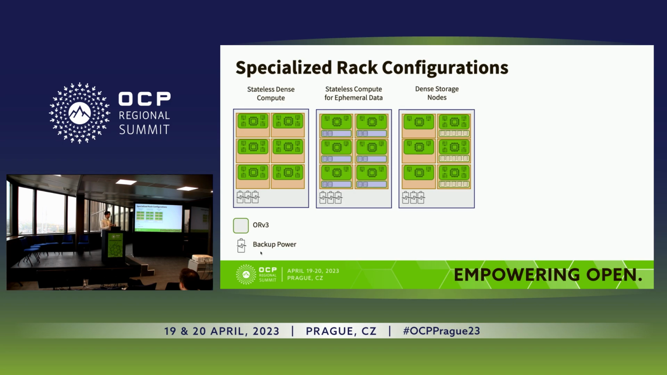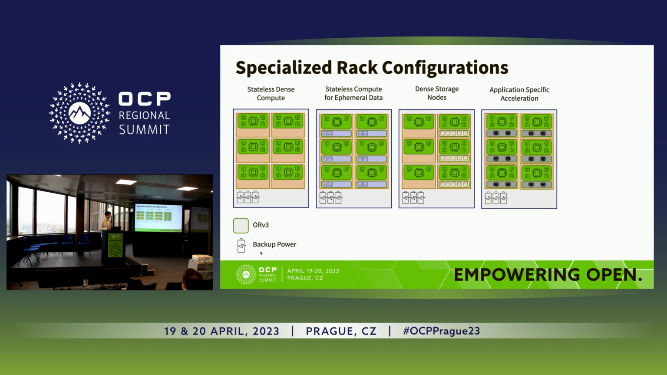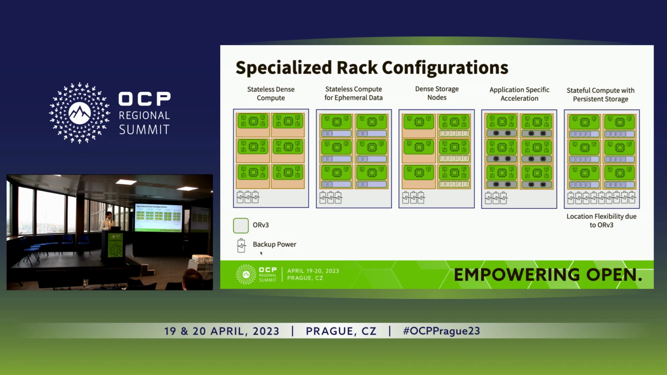We can put a bunch of dense storage in there to host large object stores. Switch them out for accelerators, and you can accelerate certain workloads. And finally, with ORV3's capability to help us scale up our backup power as needed, we can actually create storage rack types that are able to persist data locally and safely.